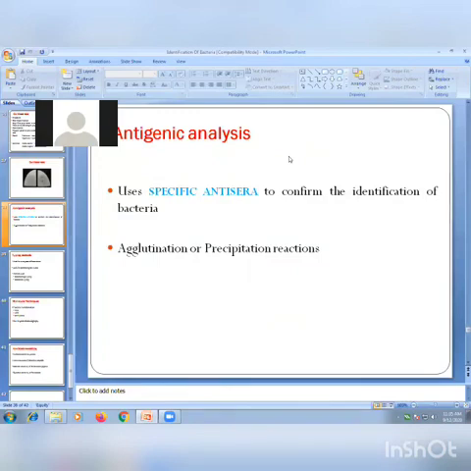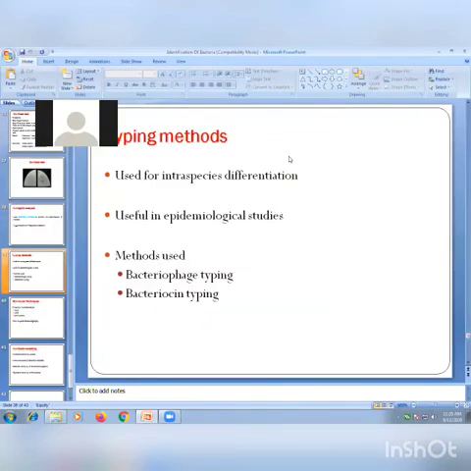Now antigenic analysis. Besides these routine tests, there are so many, near about 40 to 45 different biochemical tests we are using for identification of particular bacteria, but these are the basic ones which we discuss. Now we are studying the antigenic structure of a few bacteria for identification. Use specific antisera to confirm the identification of the bacteria. Agglutination or precipitation reactions we are using for detection of antigens.